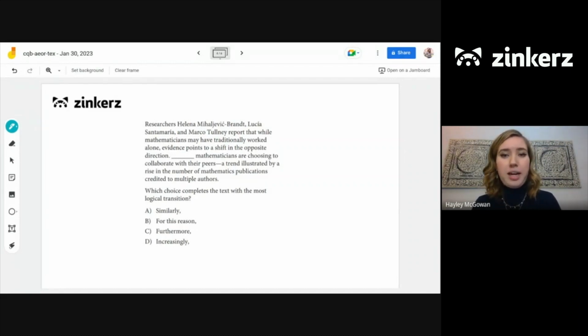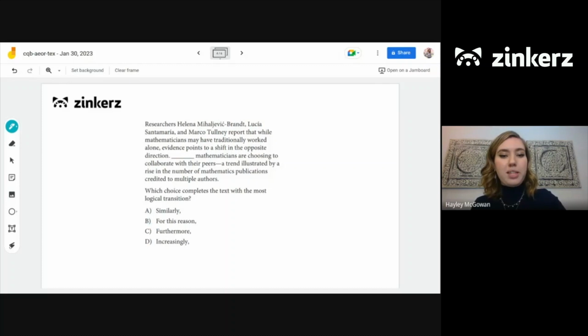And then the second half, we're saying that mathematicians are choosing to collaborate with their peers, as seen by the fact that publications are now credited to multiple authors. So we're talking about this trend and then providing evidence for this trend occurring. Which choice here would best support that relationship?